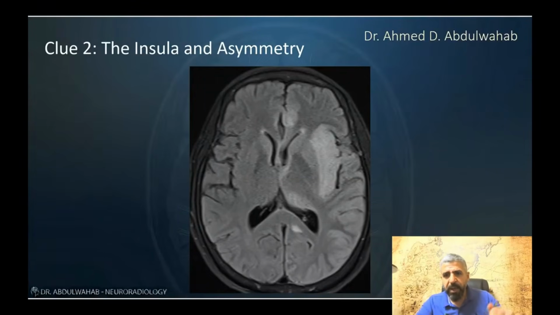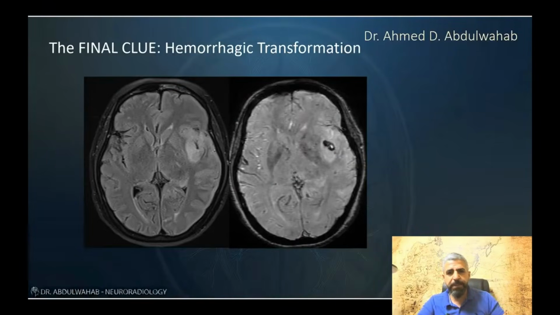Okay, let's go to clue number 2, the insula and the asymmetry. Detectives, look at the insula, the hidden lobe. It's glowing too. This pattern of temporal lobe and insula and cortical involvement is highly suggestive of one specific type of viral encephalitis.